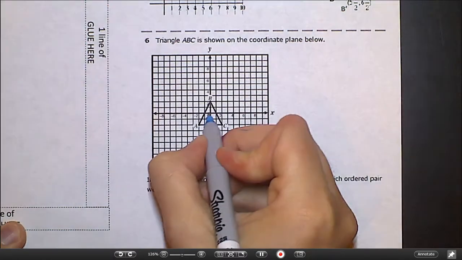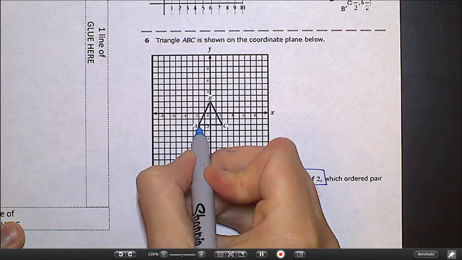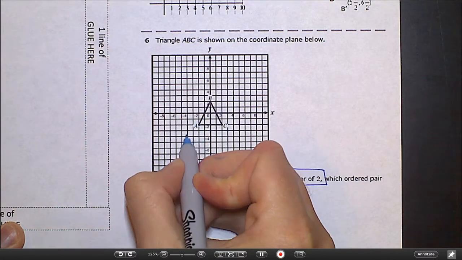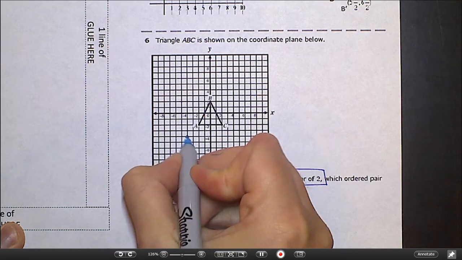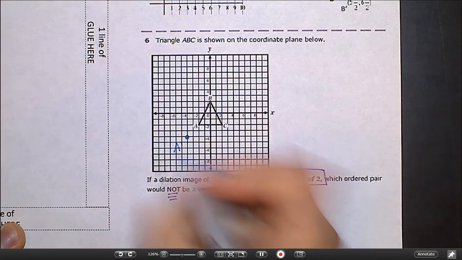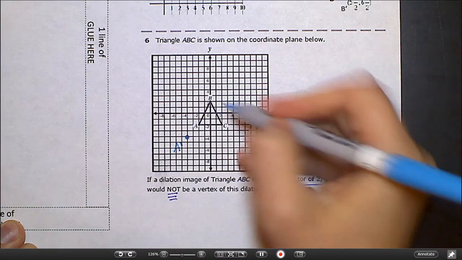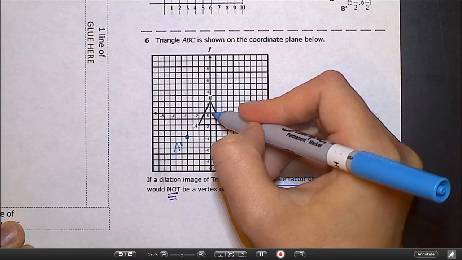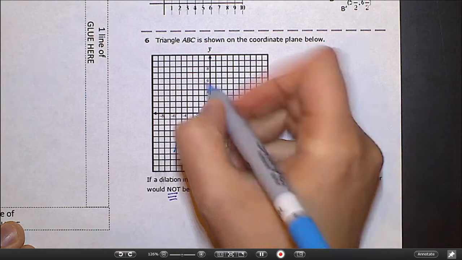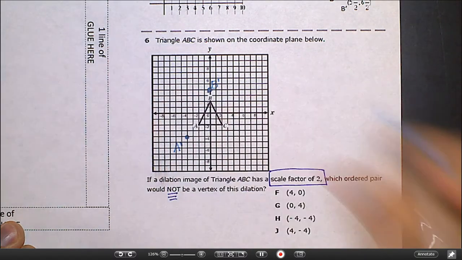So let's start with A. The scale factor of 2, well, -2, -2. If I multiply both of those by 2, I'm going to get -4, -4. So this would be A prime. Let's do the same with B. X is 0, and 0 times 2 is still 0. My y is 2. If I multiply that by 2, I get 4. So I get 0, 4 for B prime.